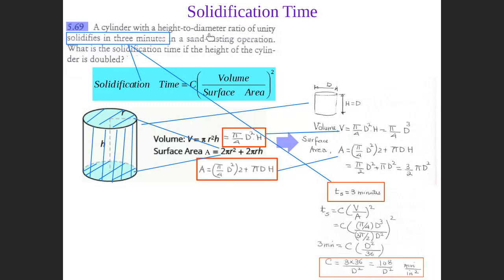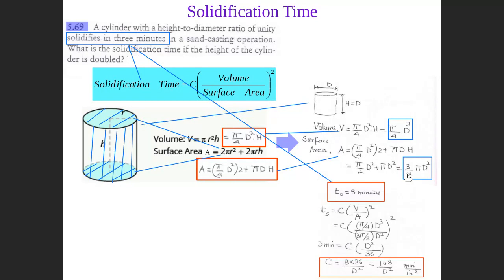So this is the volume. Let me highlight. This is the volume of the cylinder in this case. This is the surface area of the cylinder in this case when h equal to d. This is the volume, this is the surface area.